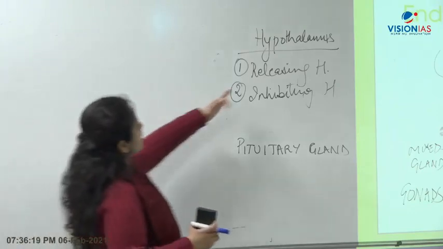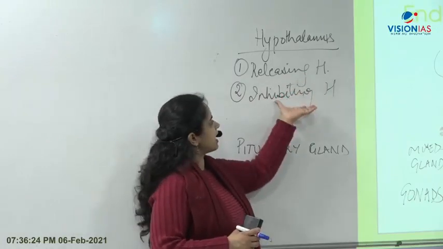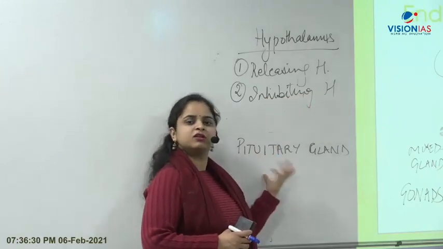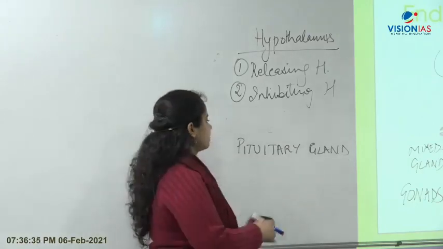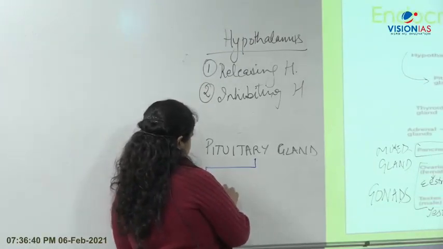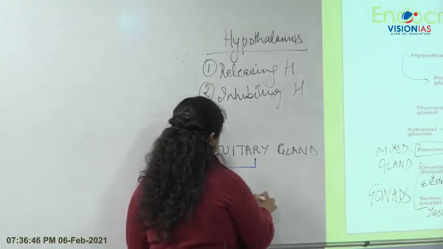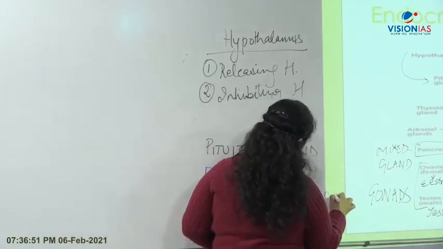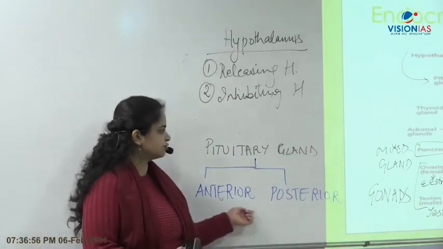So when the hypothalamus will give its releasing hormone, pituitary will start giving its hormones. And after that, when the hypothalamus gives inhibiting hormone, the pituitary gland will stop doing its job, stop releasing its hormones. Okay? This pituitary gland, we divide it into two parts, the front part and the part behind it. We call these anterior and posterior parts, two parts of the pituitary gland.